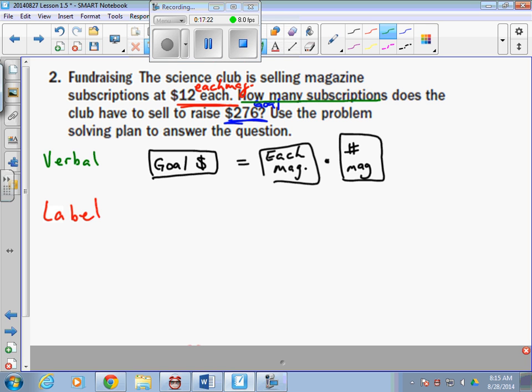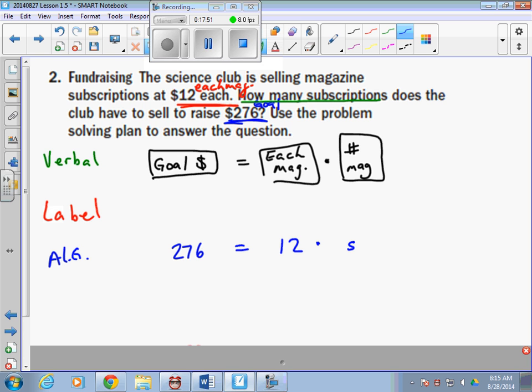If we take all of those things and plug them in to make the algebraic model, in place of the goal money, you're going to plug in $276. This is the algebraic model. Equals each magazine, we're going to make $12 from it. And then the number of magazines is going to be unknown. So for subscriptions, let's call that S. Now we have 12 times S is equal to 276.